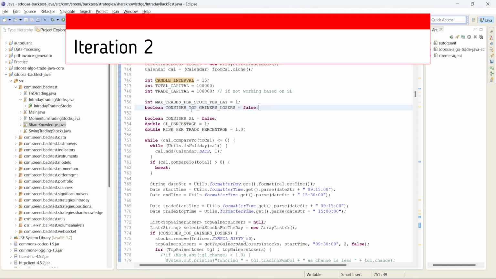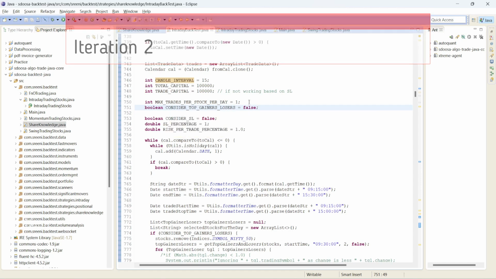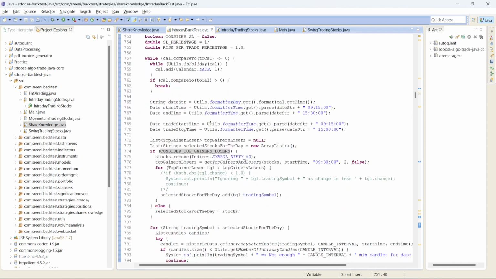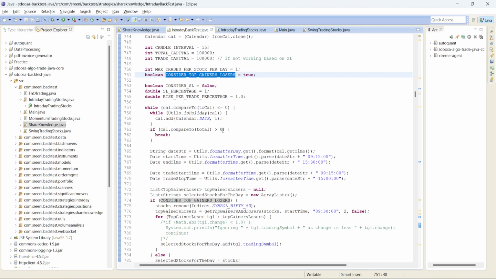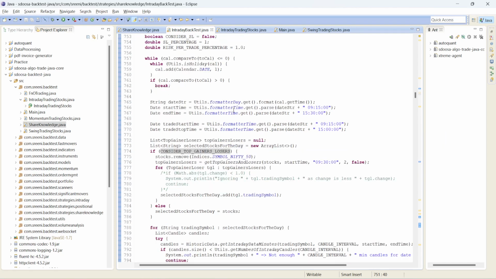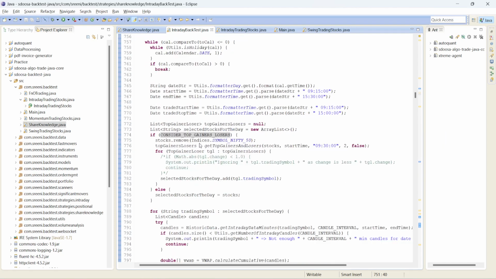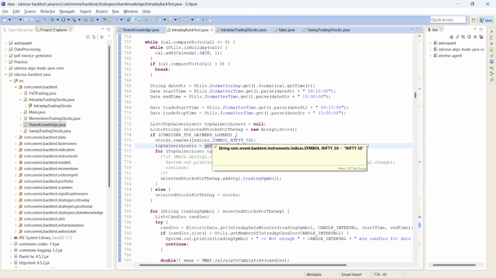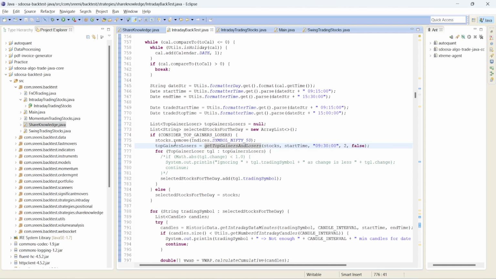Here there is a flag, consider top gainers and losers. We set this to false in iteration 1. Now we're going to set this to true. What does it mean? Instead of trading each stock on every day, we are going to have filter criteria to select certain stocks to be traded on a given day. In this case, we are getting the top gainers and losers of the day, and we are trading only the top 2 gainers and top 2 losers.